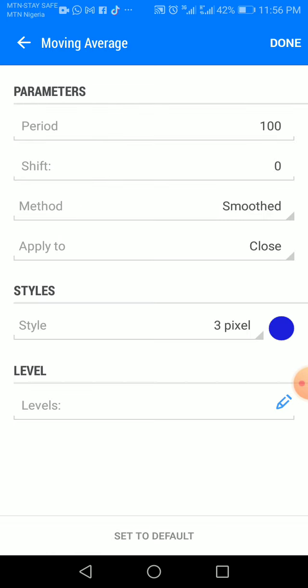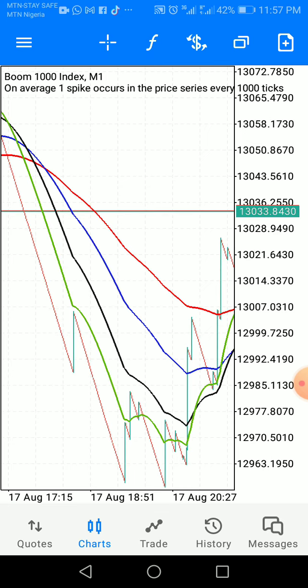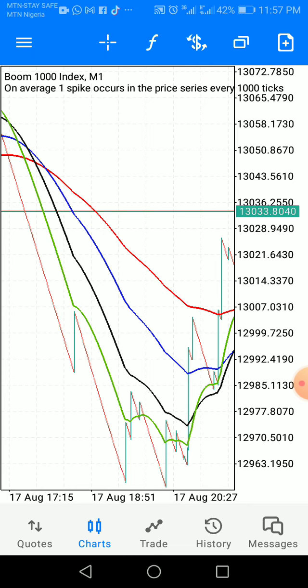Then the second moving average on the screen is 100, smoothed, apply to close, 3 pixel. Then the fourth one is the 25 moving average, method smoothed, apply to close, 3 pixel as well. So that's the settings for the moving averages. These are the four moving averages we're going to be using for this strategy.